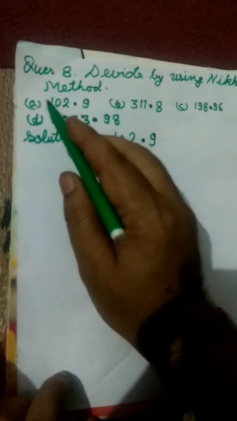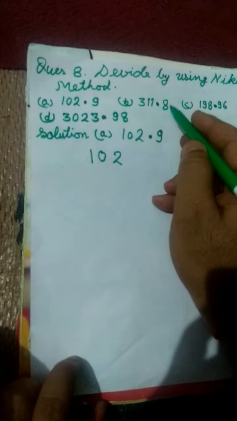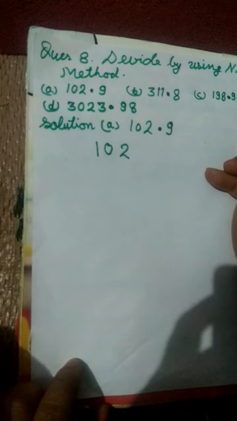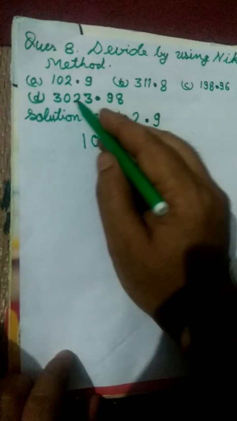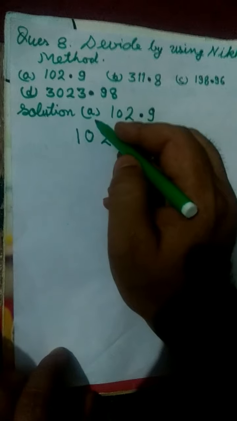Question number 8. Divide by using Nikhilam method. It is a Vedic method. First part, A: 102 divided by 9; B: 311 divided by 8; C: 198 divided by 96; D: 3023 divided by 98. Solution. A: 102 divided by 9.